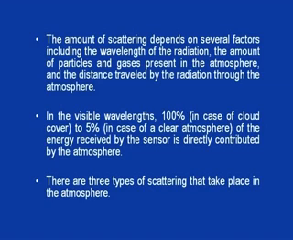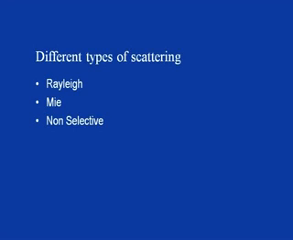In the visible wavelengths, from 100% in case of cloud cover to 5% in case of clear atmosphere, of the energy received by the sensor is directly contributed by the atmosphere. There are three types of scattering that take place in the atmosphere. These are Rayleigh scattering, Mie scattering and non-selective scattering. So, let us look at these three types of scattering.